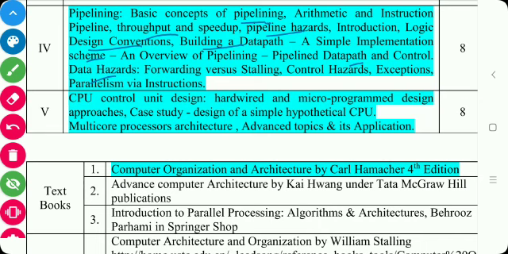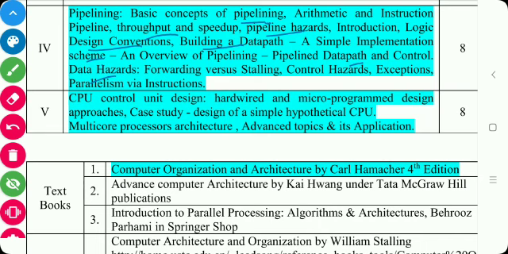Okay. And the last unit is CPU control unit design, which consists of hardware and micro program design approaches, a case study on the design of a simple hypothetical CPU, multiprocessor architecture, and advanced topics and their applications.